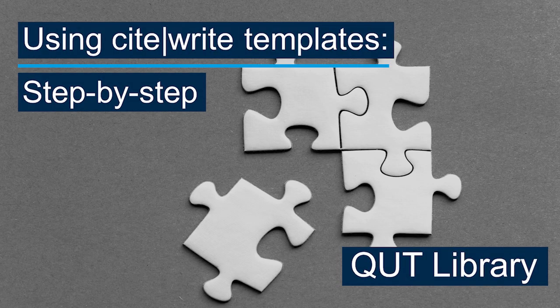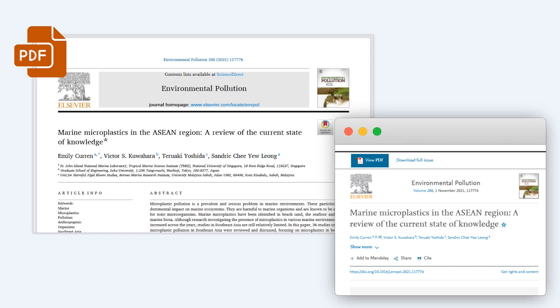This video will show you how to build your references from the templates and rules in QUT SiteWrite. This example uses APA style, but the same method applies to all styles in SiteWrite. This is the resource we'll reference. It looks slightly different in PDF and website form, but all the information we need is in these two places.